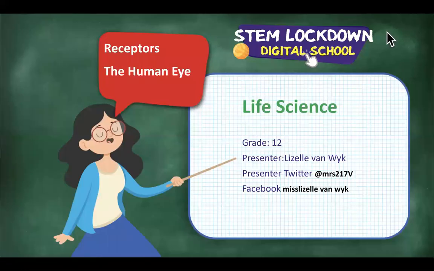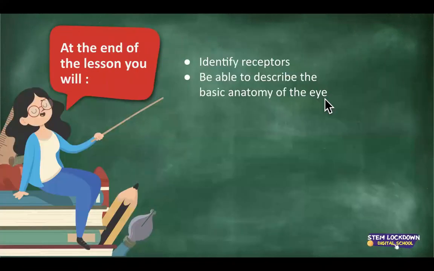All right, good afternoon. We are going to take a look at the anatomy of the human eye and just briefly look at the receptors involved in the human body with the sensory neurons. My name is Lizelle van Wyk, and I will be your biology teacher or your life science teacher. So at the end of the lesson, you will be able to identify the receptors in the sensory neurons and be able to describe the basic anatomy of the eye.